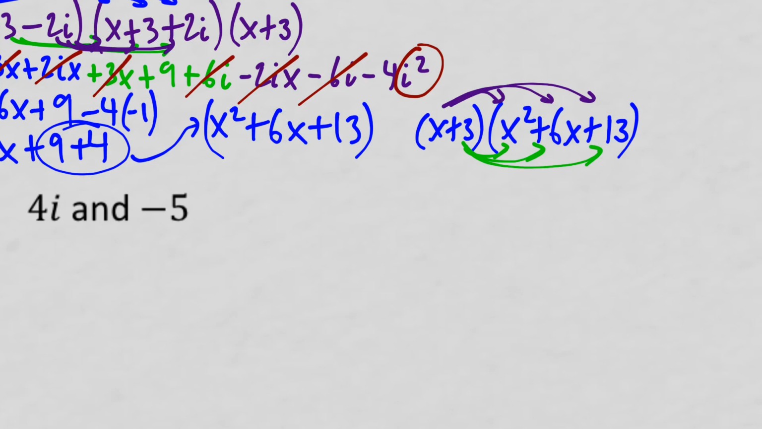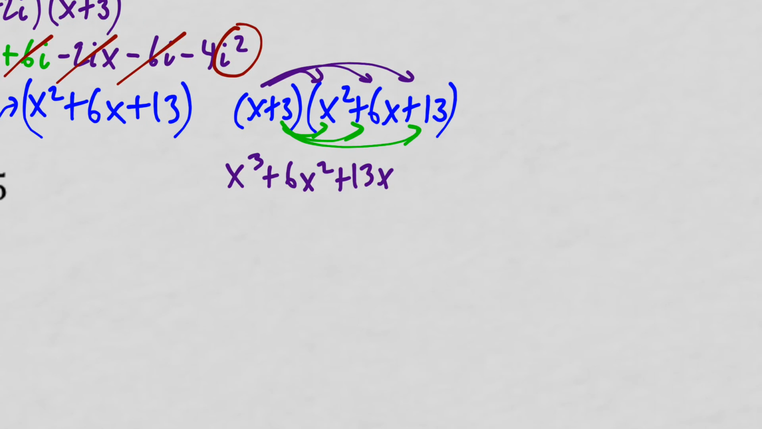Alright, so for the x times x squared is x cubed, x times 6x is 6x squared, x times 13 is 13x. For the 3 times x is 3x squared, 3 times 6x is 18x, and 3 times 13 is 39.